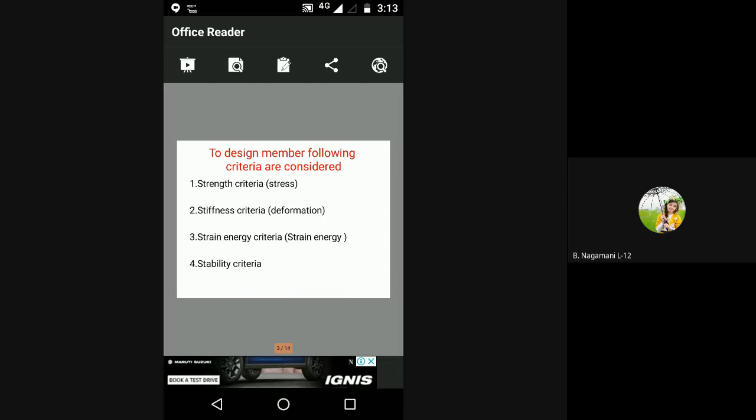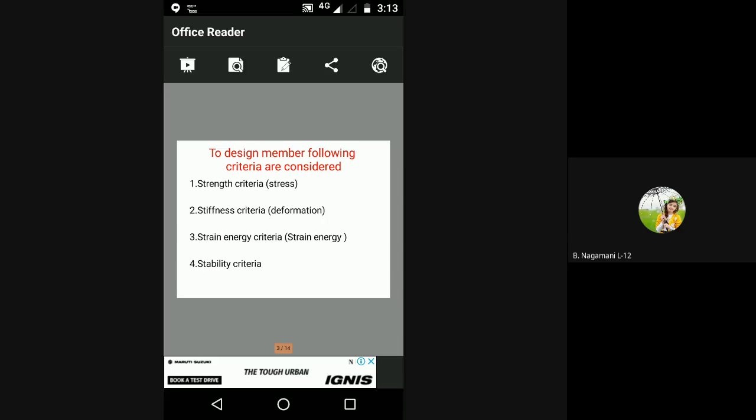First, to design any member, be it a bar, beam, shaft, frame, any member, we have to consider the four criteria. The first one is the strength criteria. The strength criteria says the stress induced in the member is always less than the strength of the material, then the member is safe. But we may get a doubt here: sir, how to compare stress with the strength?